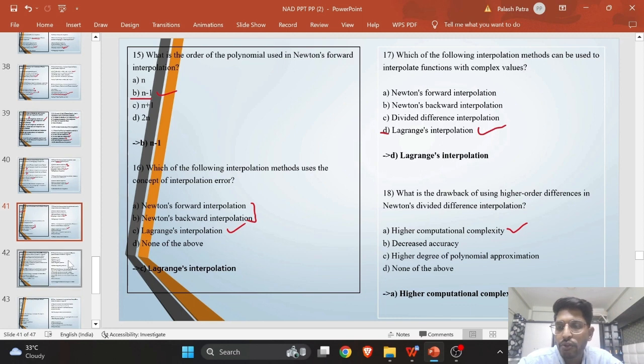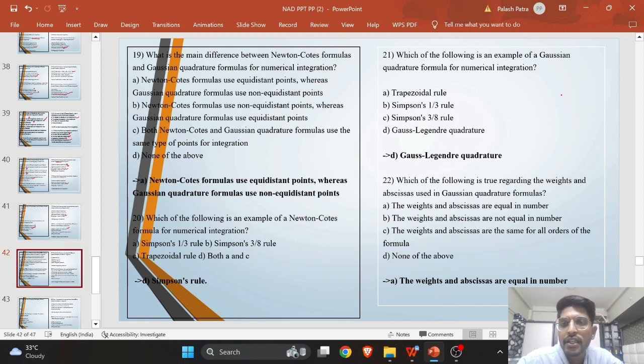Now let's move on to question number 19, which says, what is the main difference between Newton-Cotes formula and Gaussian quadrature formula? The main difference is that Newton-Cotes uses equidistant points, whereas the Gaussian quadrature uses non-equidistant points, which is option A. So the A option over here is correct.